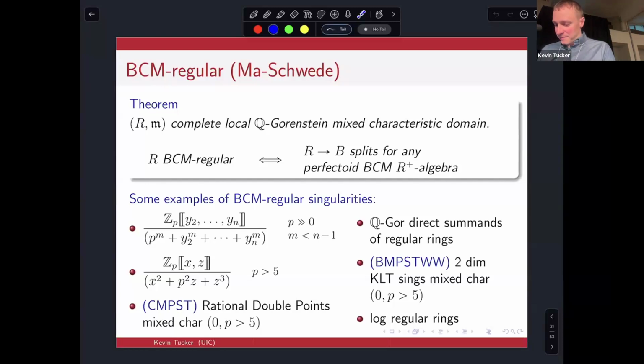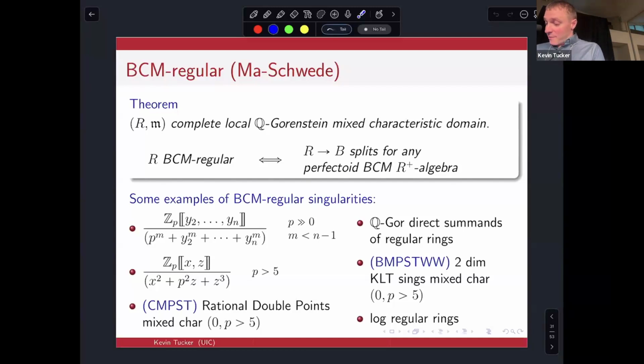In fact, with co-authors, we checked that rational double points of mixed characteristic (0, p), with p at least 5, are all BCM-regular by showing explicitly that they are direct summands of regular rings. And more generally, Q-Gorenstein direct summands of regular rings are always going to be BCM-regular, essentially relying on the direct summand theorem.